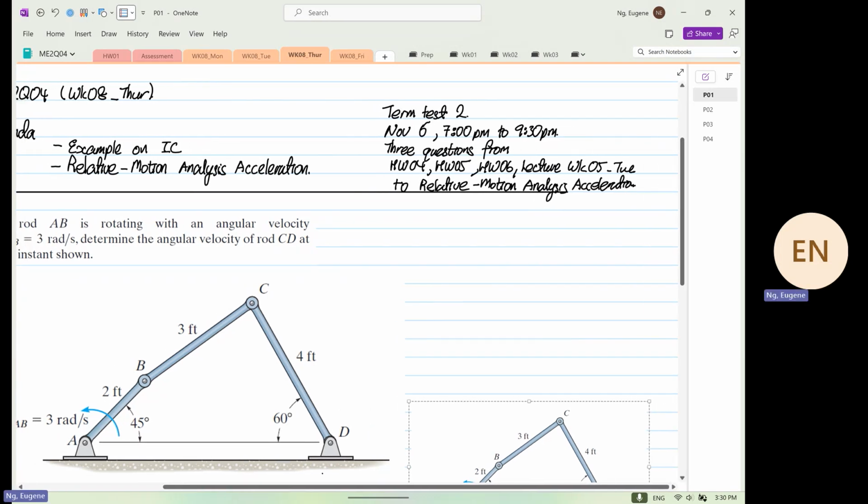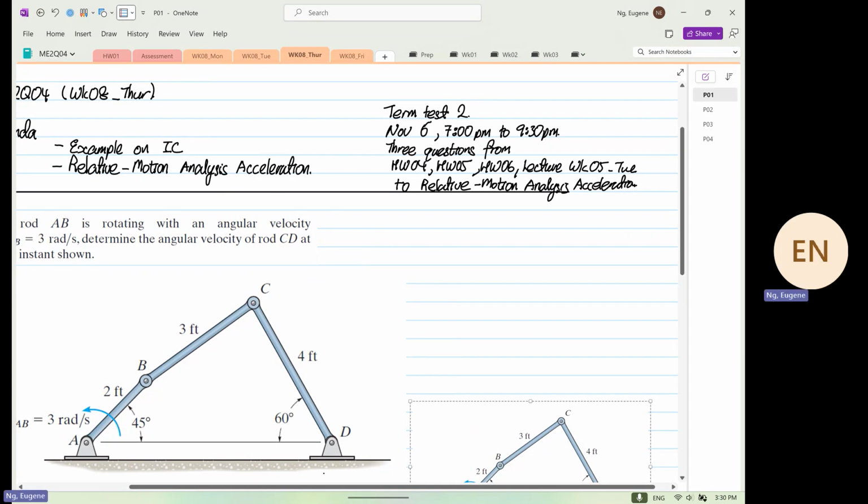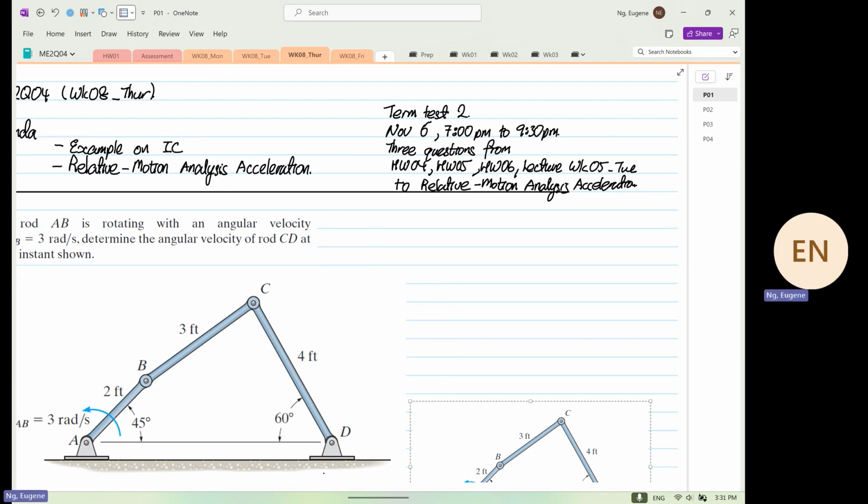Just a quick reminder, term test 2 will be on November the 6th, 7 p.m. to 9:30 p.m. You can see 3 questions, and they're from homework 4, 5, and 6. And I'm going to test you anything from lecture week 5 Tuesday up to relative motion analysis for acceleration. So what I'm teaching today is going to be the last topic for your term test, okay?